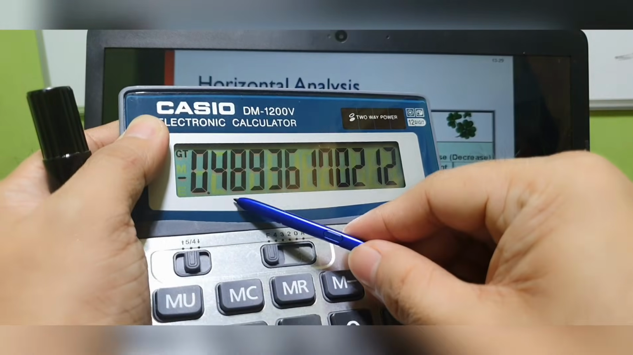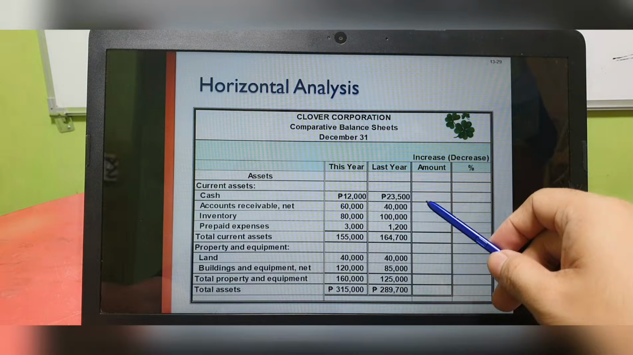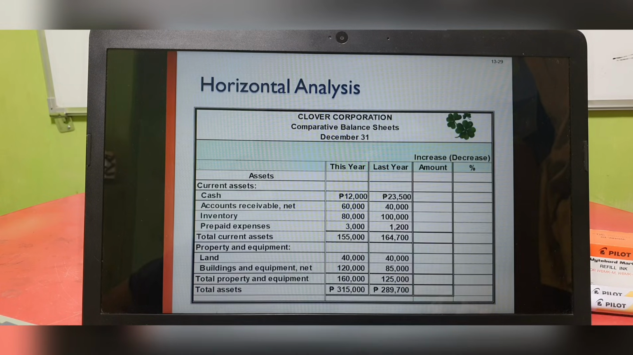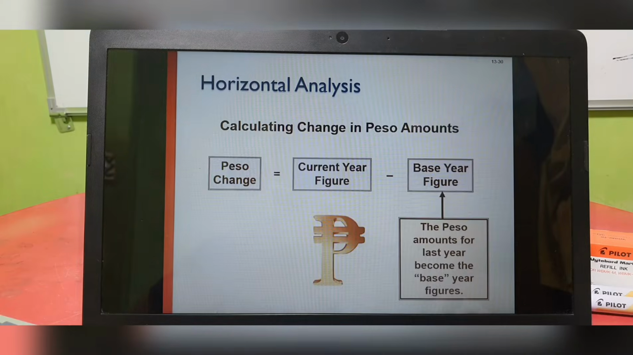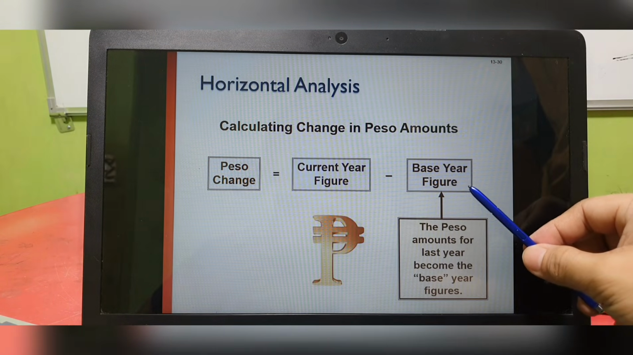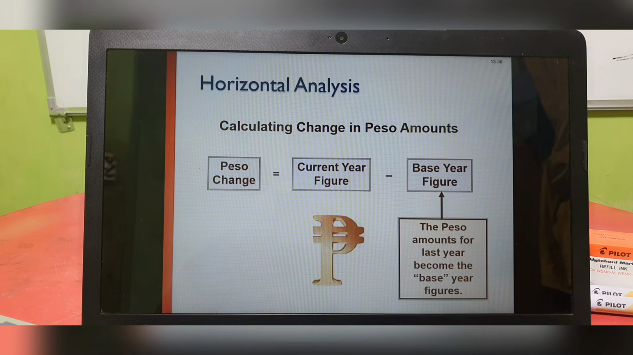So that would be 48.9% decrease. So for your cash, how to compute for the peso change? Just like what we did earlier, this year minus last year. Okay, so the current figure minus the base figure. Okay, we use the base figure as our point of reference.